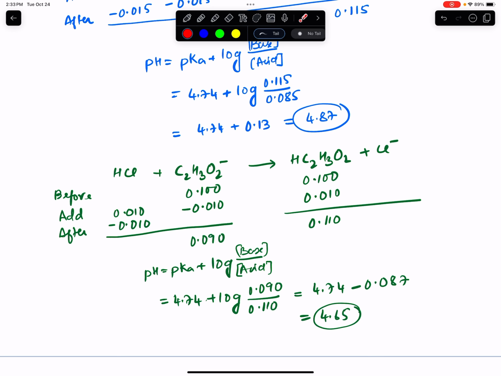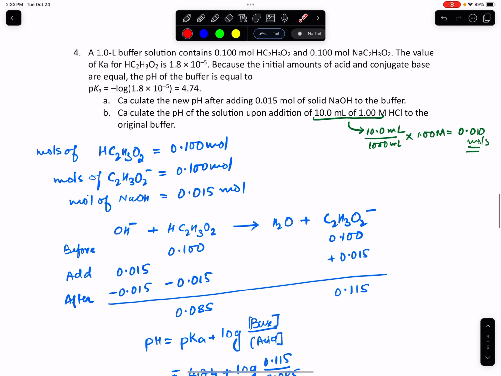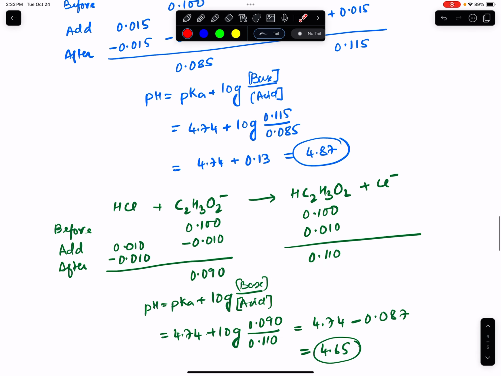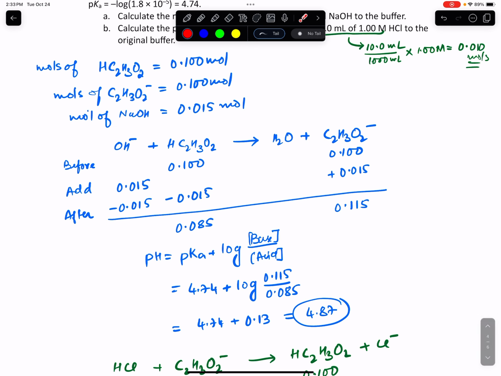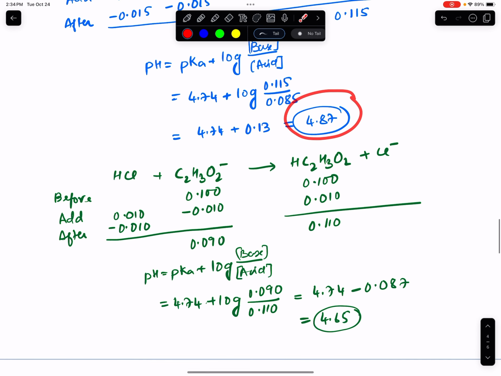Again, just like before, if you compare this pH with the pH of the buffer, it is very close. Therefore, the buffer actually did its job. Despite adding extra base to the buffer, the pH barely changed. Despite adding acid, the pH barely changed.